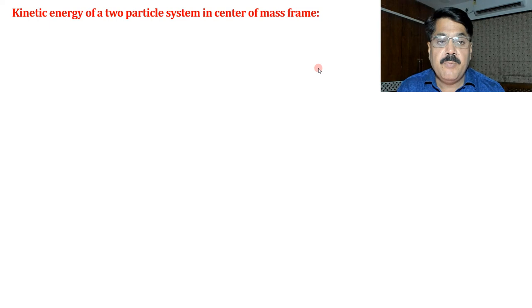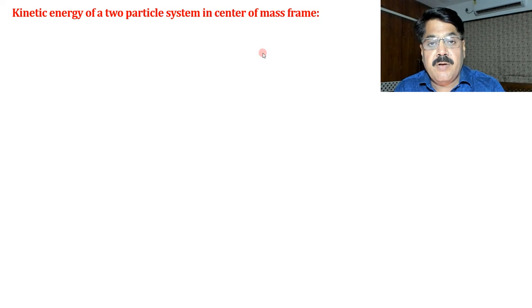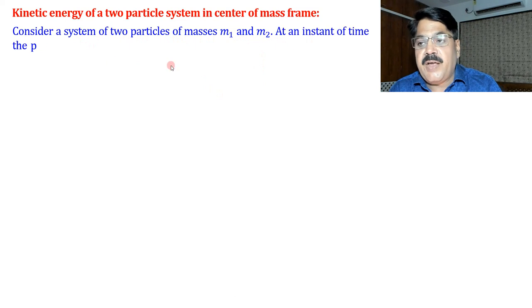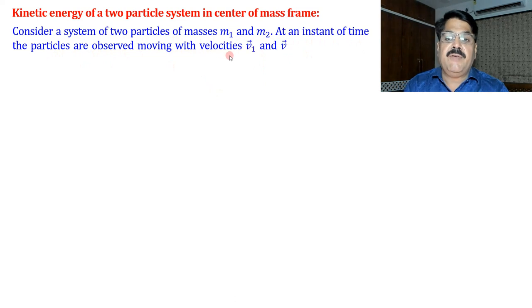In most cases, two particle systems are involved in problems because they represent very simple calculation, but the interpretations of properties are the same as for an n particle system. So here let us write the kinetic energy of a two particle system in the center of mass frame. This expression reduces to a very simple form. Let us see how. Consider a system of two particles of masses m1 and m2. At an instant of time, the particles are observed moving with the velocities v1 vector and v2 vector.